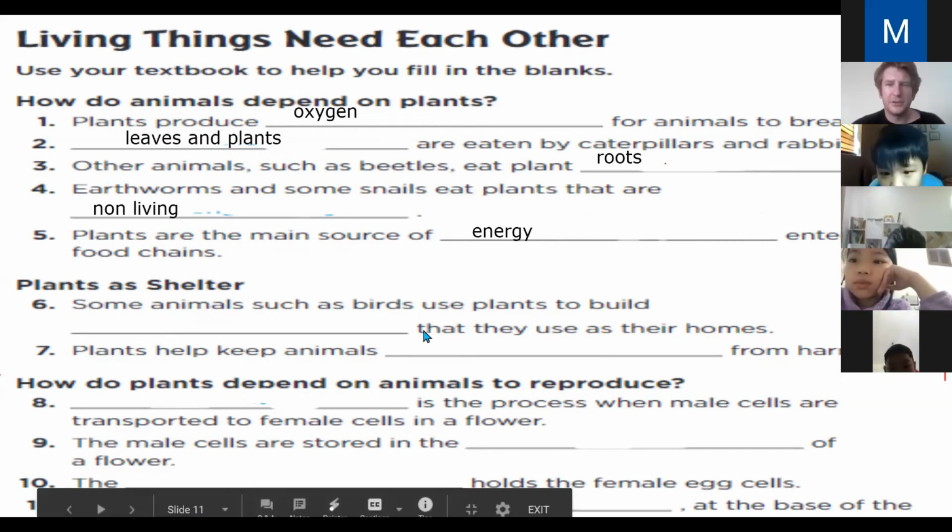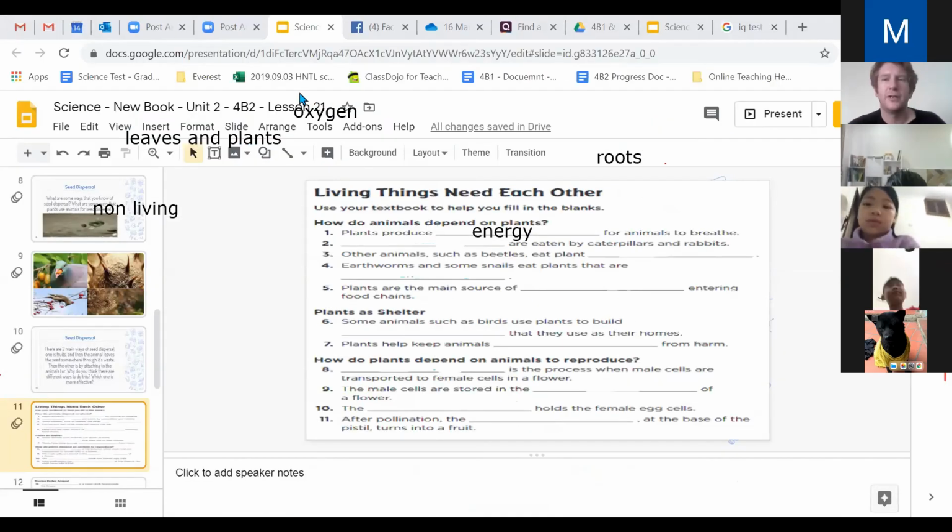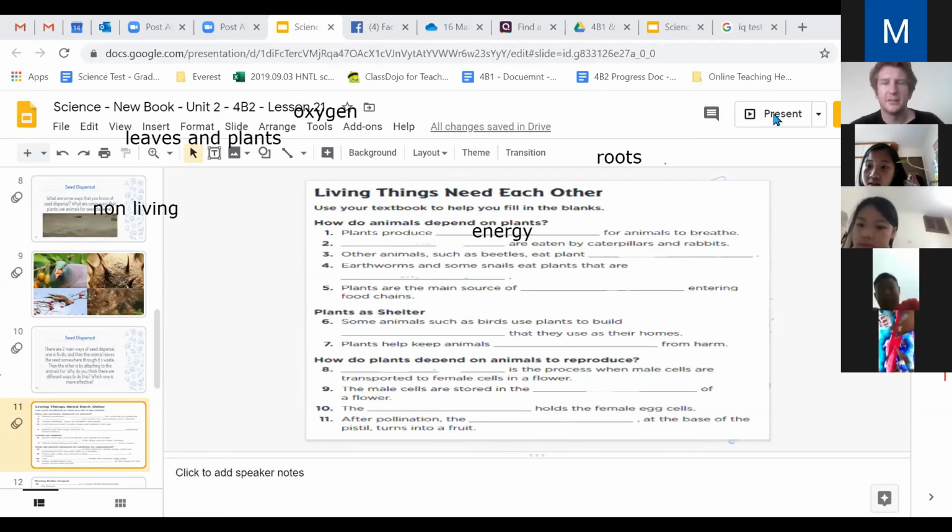Some animals, such as birds, use plants to build. What did they use as their home? So what do birds, oh no, don't freeze. Cherry. A nest. A nest, yeah, a nest. So that's the answer to the next one. Simple as. It's a nest.